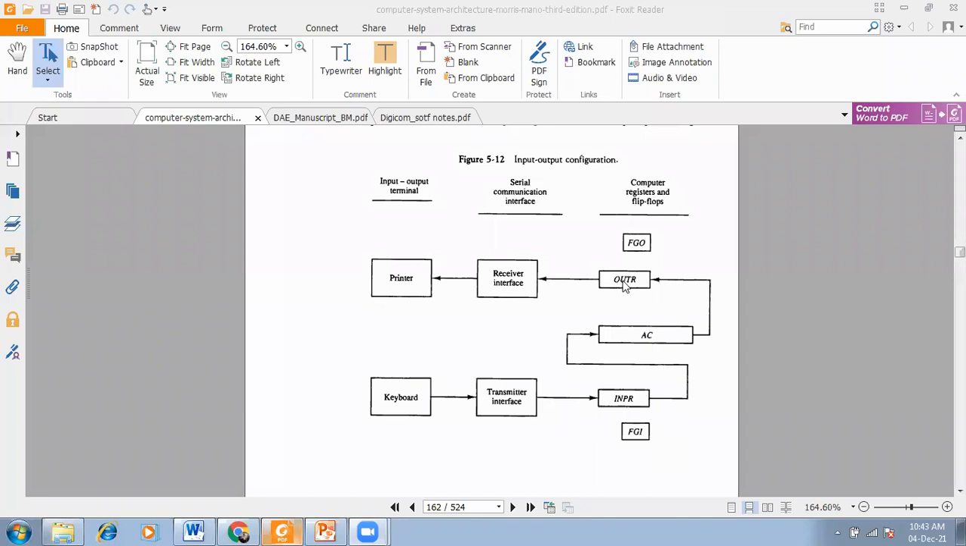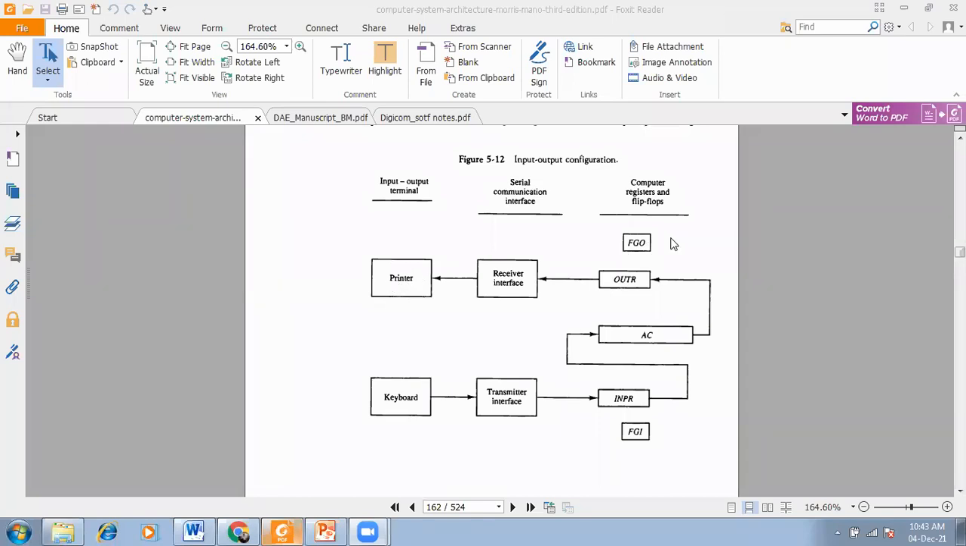Now, the data which comes from the accumulator and is stored in the output register will move to the printer through the receiver interface, and at that time FGO should be 0. Listen carefully. At that time FGO should be 0. So until FGO is equal to 0, no data can be transferred from the output register to the printer.